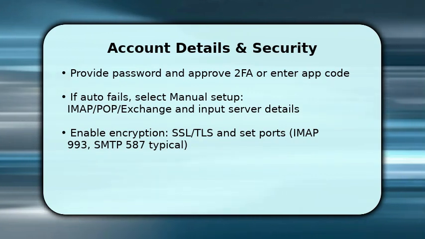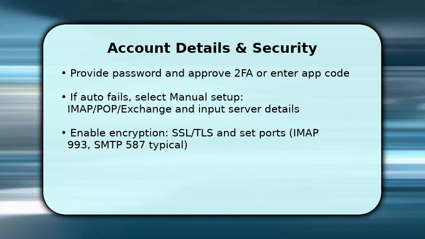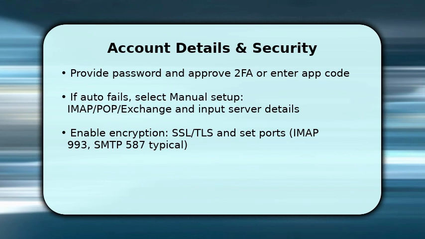If automatic setup fails, choose Manual Setup and enter incoming/outgoing server names, ports, and encryption type. IMAP 993 with SSL/TLS and SMTP 587 with STARTTLS are common. Make sure your username format matches provider expectations: full email versus short name.